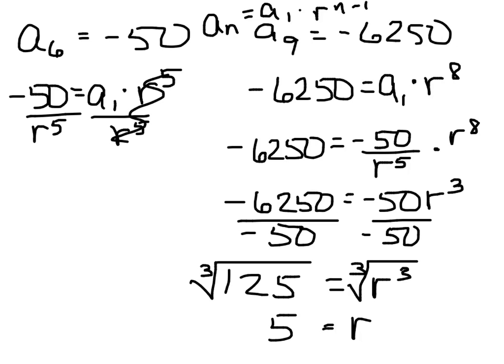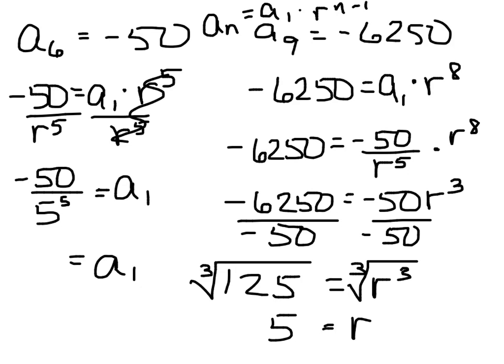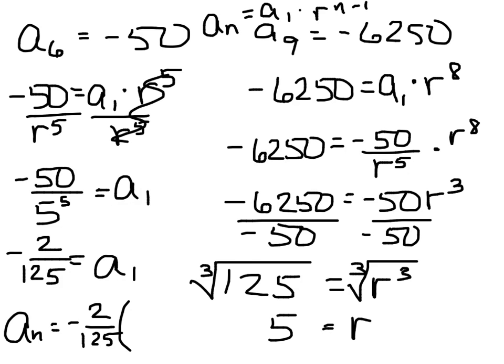Okay. Now that you know what the r is, how do you work backwards to find A1? Plug it in. All right. Negative 50 divided by 5 to the fifth. When you type that into your calculator, it will give you a decimal. Convert that to a fraction. So frac it. Negative 2 over 125? Okay, that's A1. So now for the final answer, A sub n equals, what's the first term that you just found? What's the ratio? n minus 1.